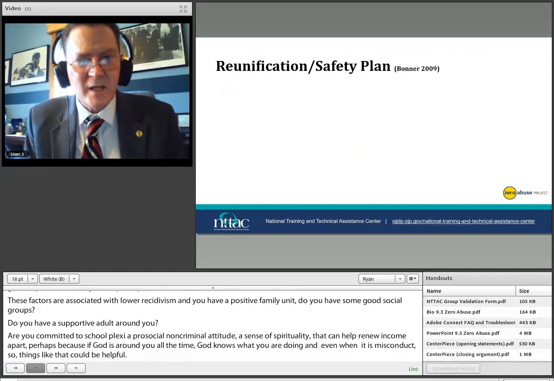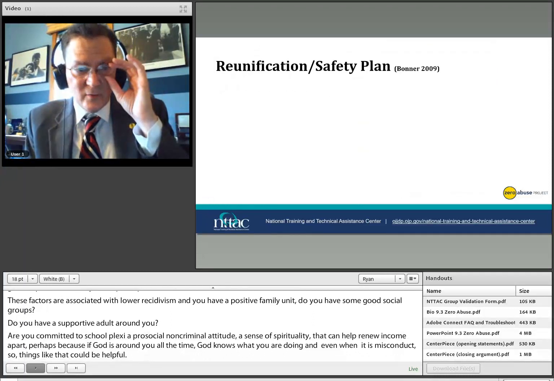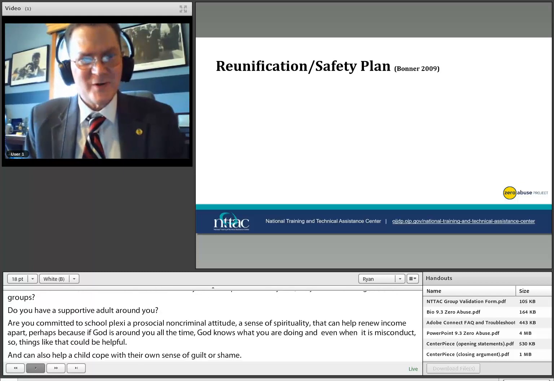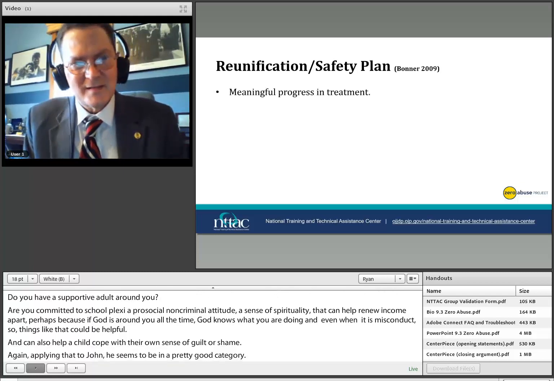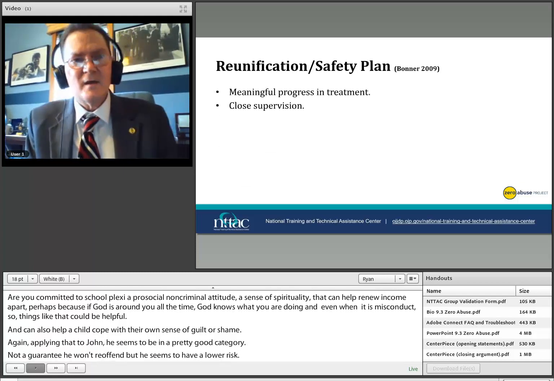These factors are associated with lower recidivism. Do you have a positive family unit? Do you have some good social groups? Do you have a supportive adult around you? Are you committed to school?